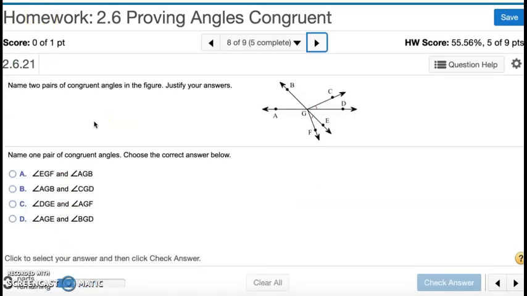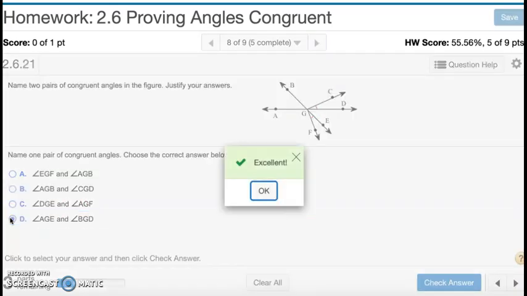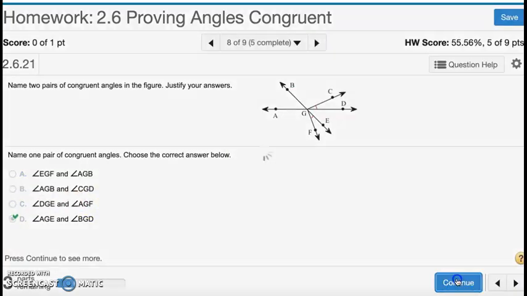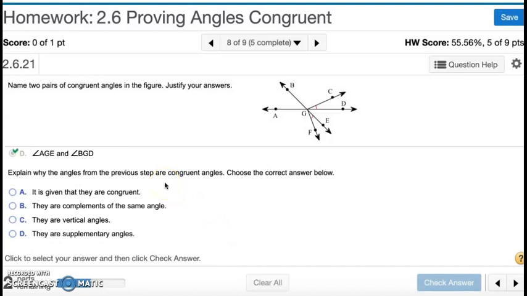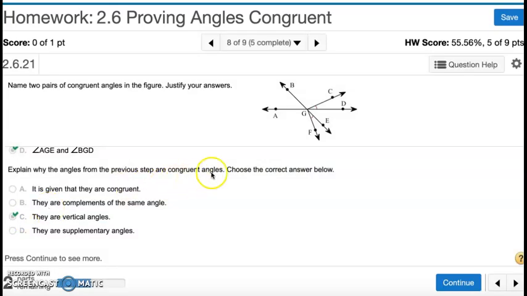Number 8. Name 2 pairs of congruent angles in the figure and justify your answers. Looking at my choices, I see that angle AGE is congruent to angle BGD. They're vertical angles. I literally just said that they are vertical angles. That's why they are congruent.